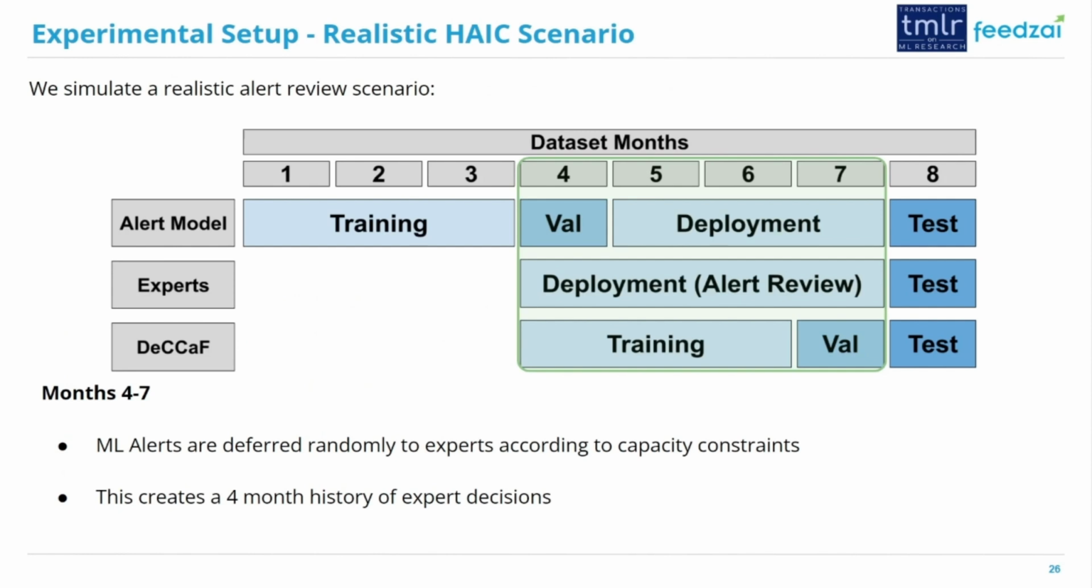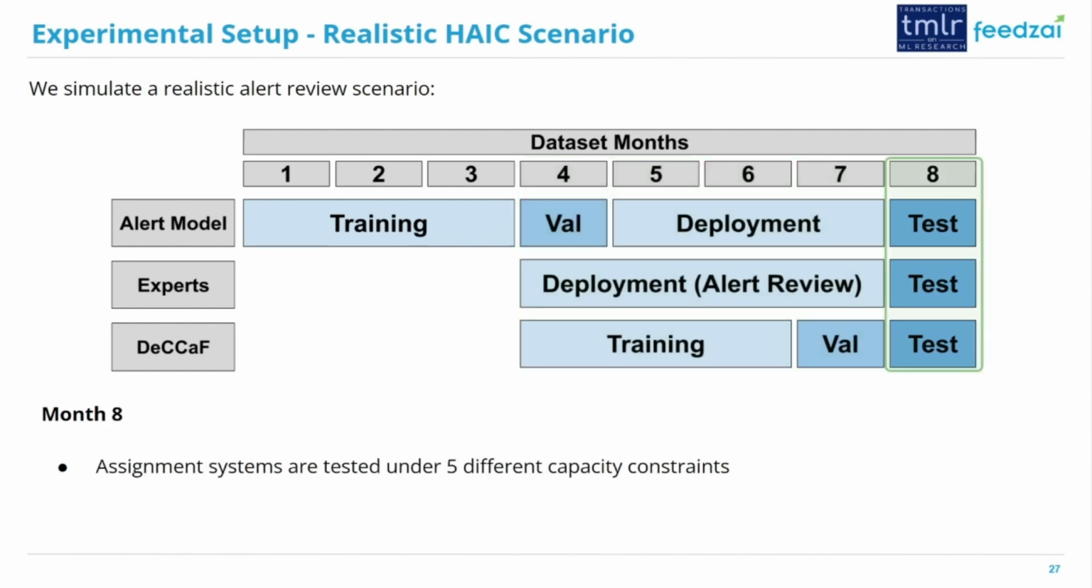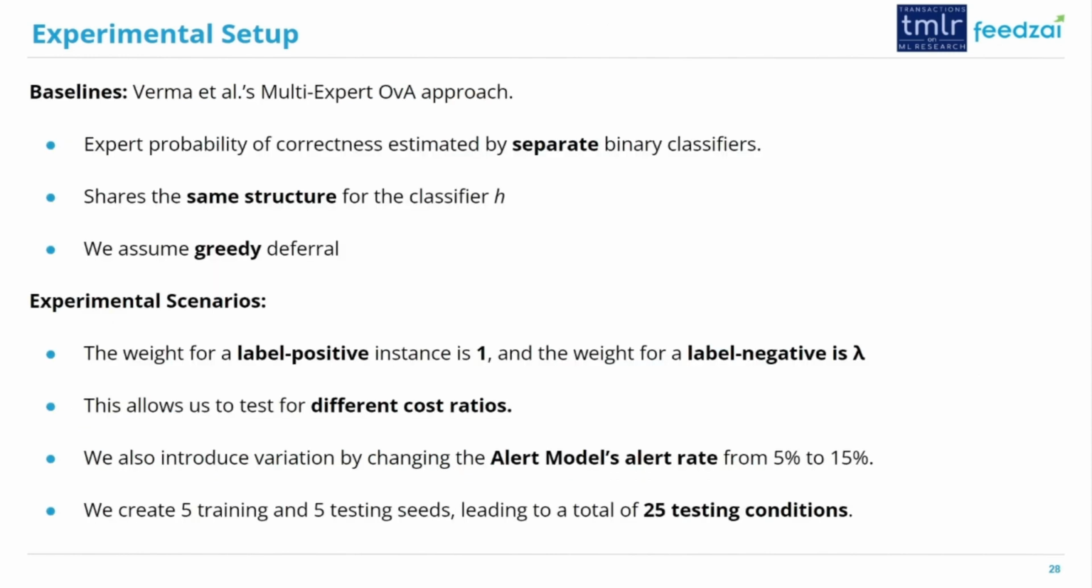Having defined our expert model, we use months 4 to 7 to defer alerts randomly to experts according to their capacity constraints, creating an organic 4-month history of expert decisions. This is done with 5 different random seeds to test for variability in testing. Having trained the assignment systems on the data available, we will test them also under 5 different capacity constraints, either homogeneous or variable. Our baseline for these experiments will be Vieira et al.'s multi-expert one versus all approach, as it is the only one that is adaptable to the limited data scenario.